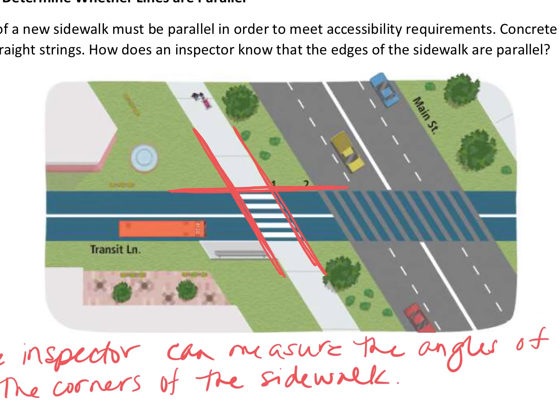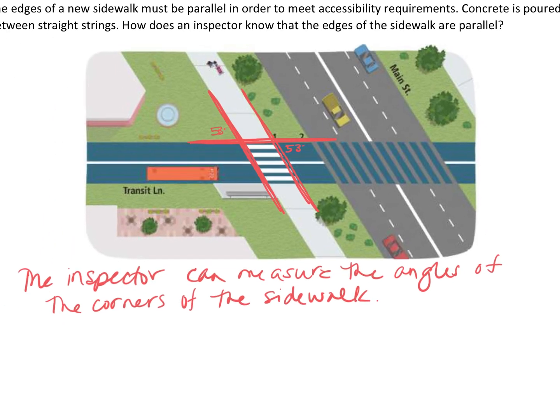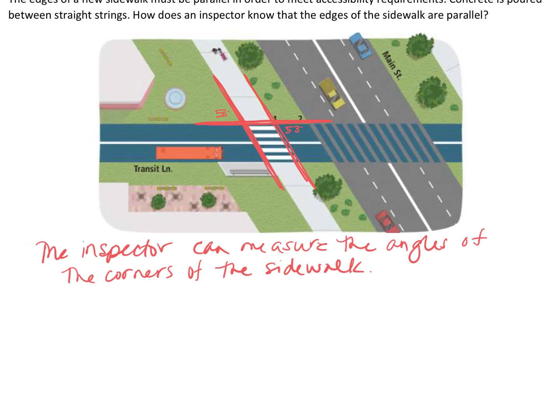The inspector measures the angles of the corners of the sidewalk and figures out that this angle right here is 53 degrees. And then they measure over here to see that that angle is 53 degrees. Now, if those two angles are congruent, which is what the inspector found, those are exterior, because they're outside of our lines that we're wondering if they are parallel. They are exterior and on alternate sides of our transversal. So those are alternate exterior angles.